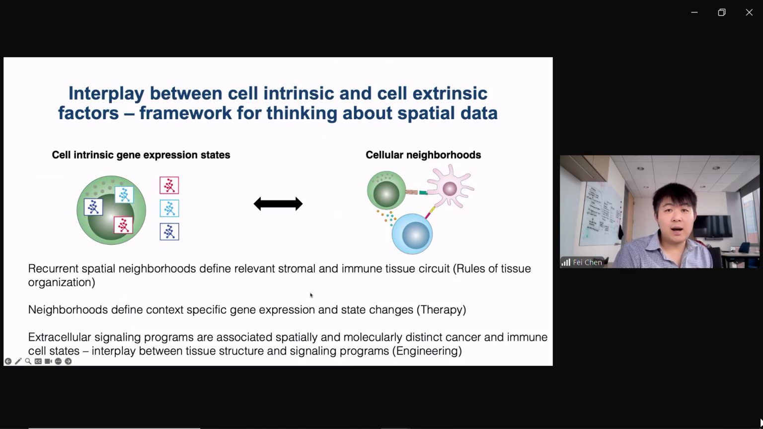And looking at these things is going to be important for learning the rules of tissue organization, basically how our tissues are developmentally patterned or maybe also pathologically patterned, as well as for therapy and engineering of tissues, because we'd like to then be able to manipulate these neighborhoods.